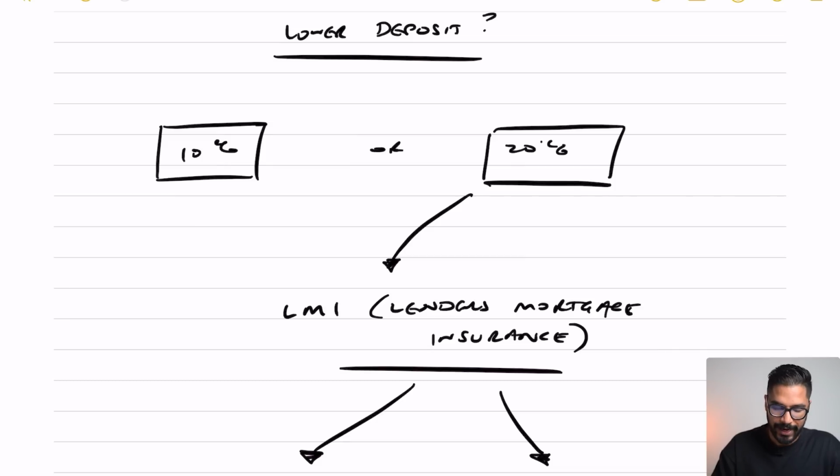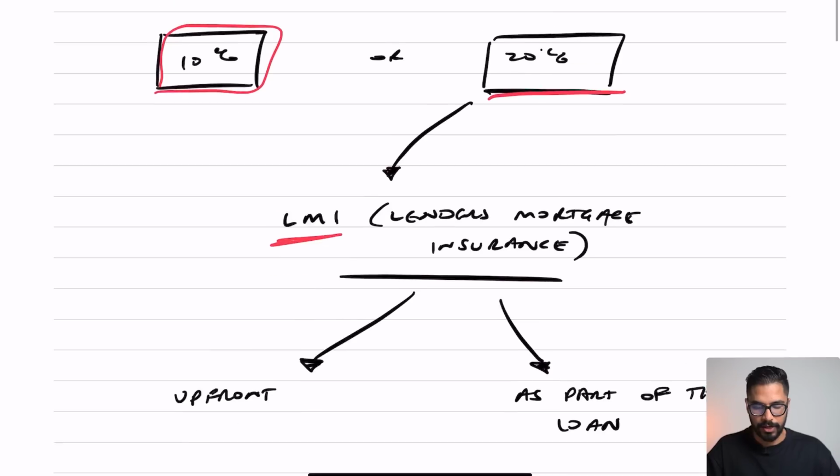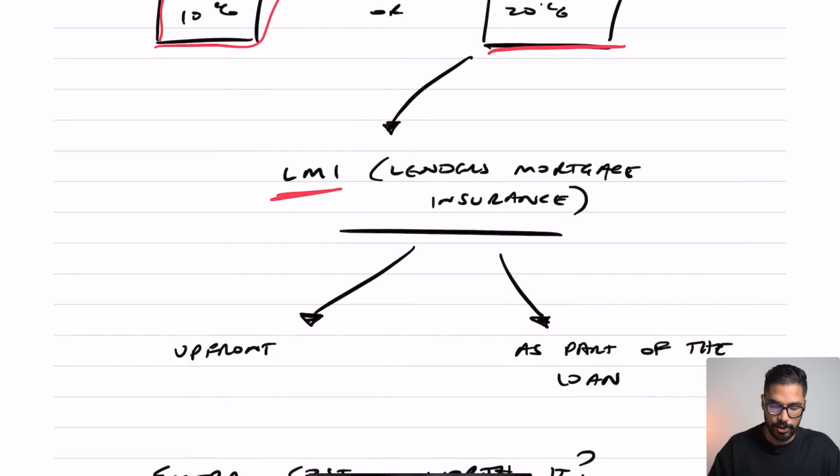Now, when we do go ahead and say pay a 10% deposit, we do incur something called lender's mortgage insurance. Now, when you are paying a 20% deposit, you avoid this. And this is effectively an extra payment that you need to make as part of insurance to go, well, look, I'm not putting a 20% deposit down, but here's my insurance that I'm paying for in case something goes wrong. So effectively, you have two ways you can pay this. You can pay it upfront.